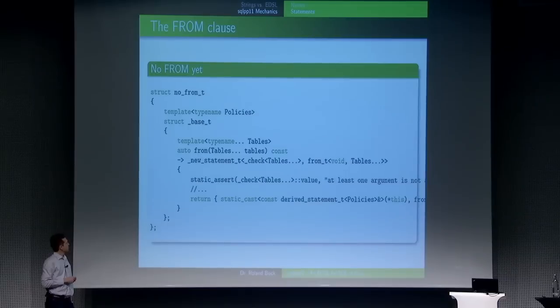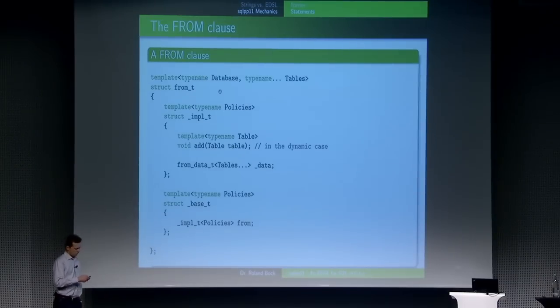So when we inherit from the base class, then we inherit this from method into our statement. This from method takes a bunch of tables, does some static assert to make sure that these actually are tables, and some more static asserts to make sure that these are unique, and so on. So it does all the argument checking. And then it returns a new statement which, through some template magic, replaces the no from with now a from, because we have just added tables to it with a from call. So we replace the no from with a from. And the from is very simple.